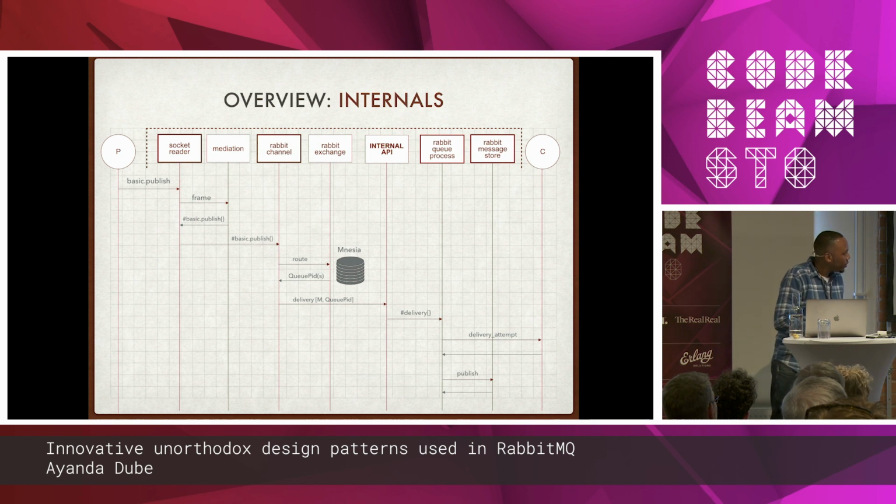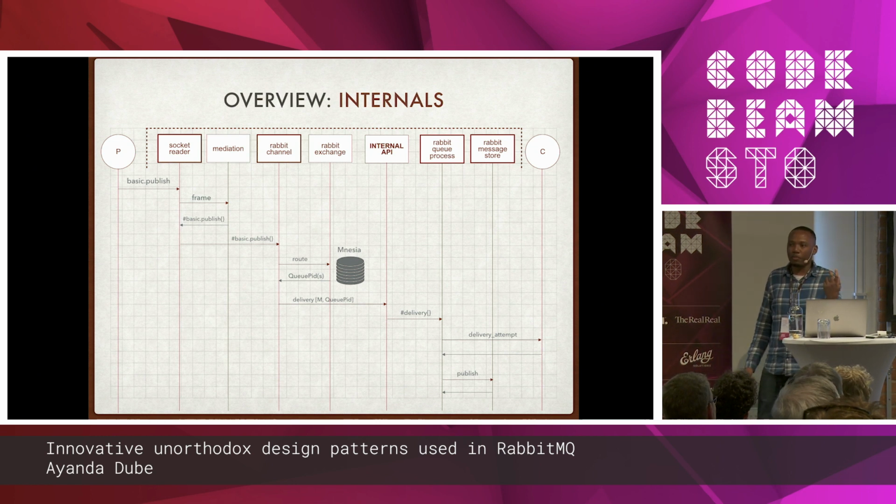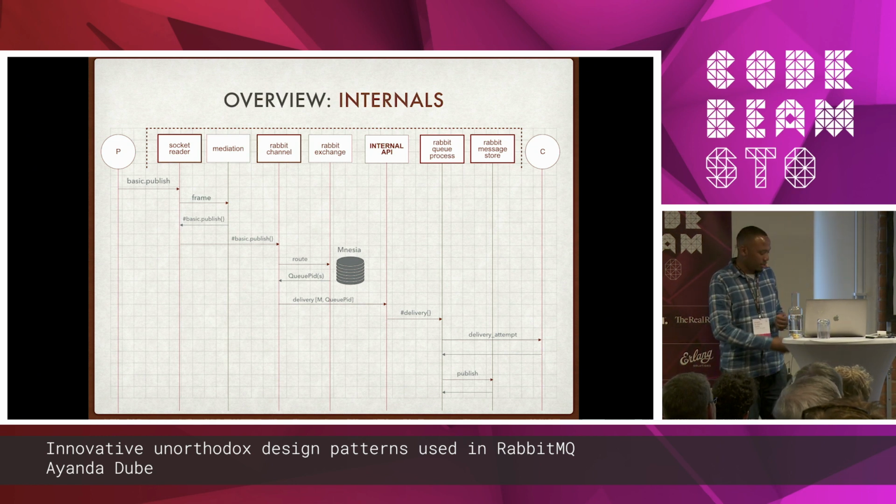And then when the message gets to the queue process, there's a first delivery attempt to the subscribed consuming application. And then if the consumer is not available, the message is pushed to the message storage. Right, so that's written to disk or it's kept in RAM, depending on your config. All right, so that's a bit on the internals.